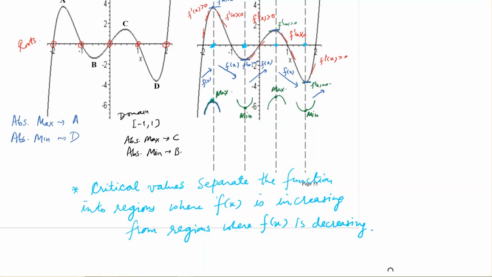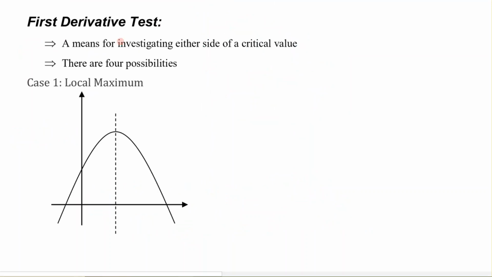Now we're going to discuss our first derivative test, in which we're going to use this information. The first derivative test is a means for investigating either side of a critical value. There are four possibilities. Case one, when we have a local maxima. We have a critical value, and the slope at the critical value is 0 because we have a horizontal tangent here.